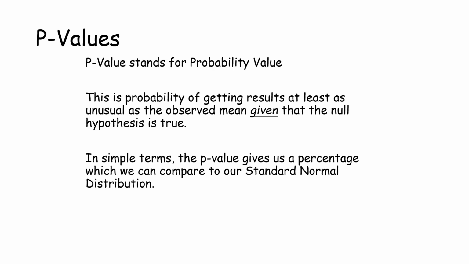So the final thing we're going to look at with regards to inferential statistics, it's the p-values. So p-value itself stands for probability value. So this is the probability of getting results at least as unusual as the observed mean, given that the null hypothesis is true. Okay, now that is great, but can you understand what that means? So we're going to really break down the p-value so that you understand it and you can make a much better attempt at approaching these questions.